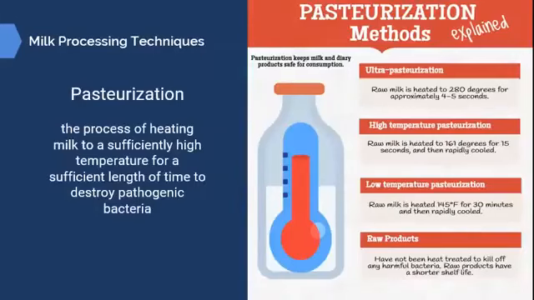Pasteurization is the process of heating milk to a sufficiently high temperature for a sufficient length of time to destroy pathogenic bacteria. Ultra-pasteurization is where raw milk is heated to 280 degrees for approximately 4 to 5 seconds. High-temperature pasteurization is where raw milk is heated to 161 degrees for 15 seconds and then rapidly cooled. Low-temperature pasteurization is where raw milk is heated to 145 degrees for 30 minutes and then rapidly cooled. And then raw products have not been heat treated to kill off any harmful bacteria, so raw products have a shorter shelf life and limited usage.